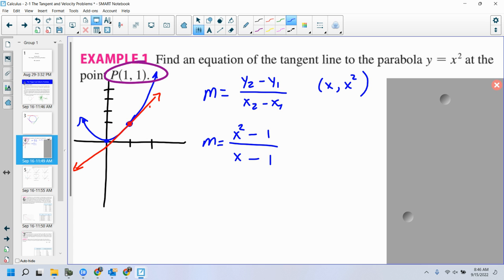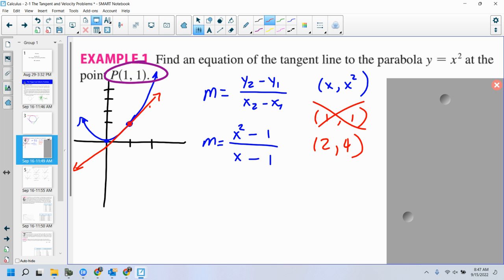So I can't plug in 1 comma 1. I can't evaluate it at that point, right? So maybe I can evaluate it at something really close to 1 comma 1. Well, what's the next x value that I could possibly use? If I can't use 1, that's out of the picture. Well, the next x value, maybe 2? What's 2 comma what? 4, right?